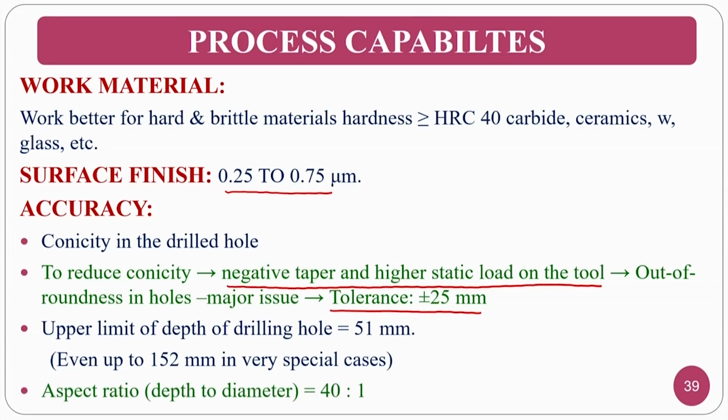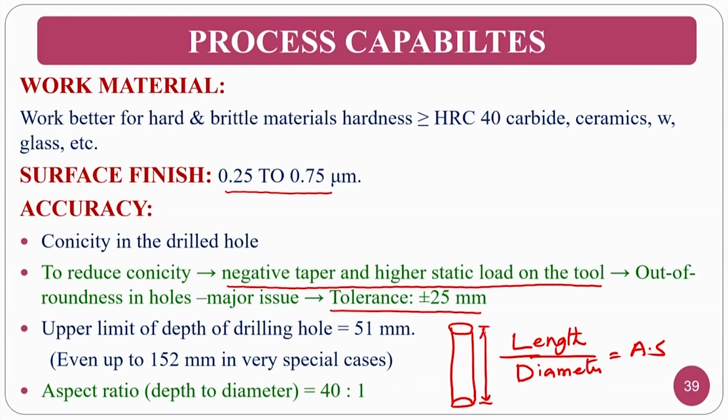So, the best thing that one can achieve using ultrasonic machining is an aspect ratio of 40:1. Aspect ratio means L by D ratio. Assume that I want to make a hole. That is nothing but the aspect ratio. Okay. The length of the hole divided by the diameter of the hole. Okay. This is the length L and this is the diameter.